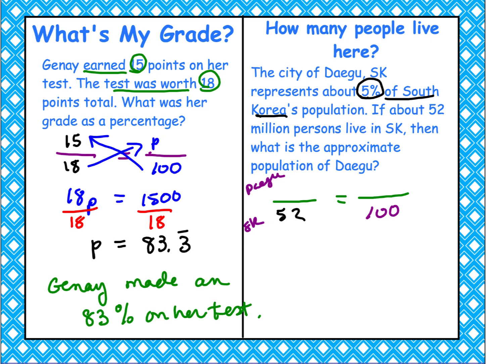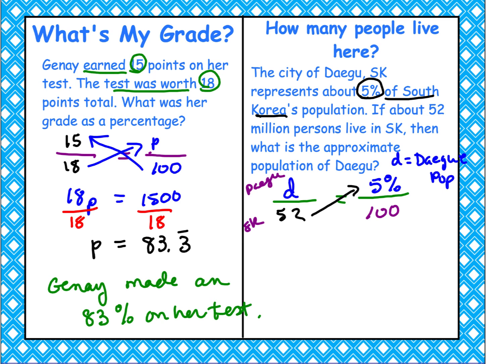So we know the percentage this time, but what we don't know is Daegu's population. So I'm going to use D for Daegu. D equals Daegu population. So now I'm ready to solve. Again, I don't know what 52 times what makes 100, so I'm going to cross multiply.